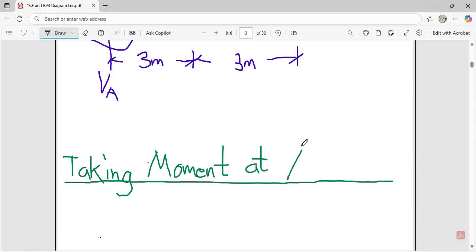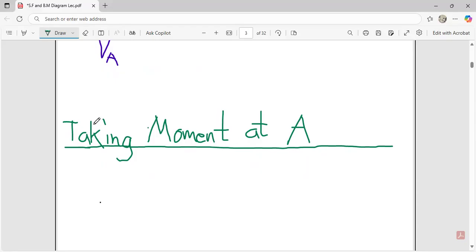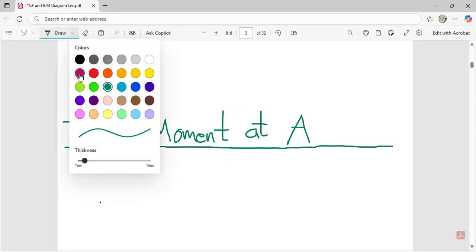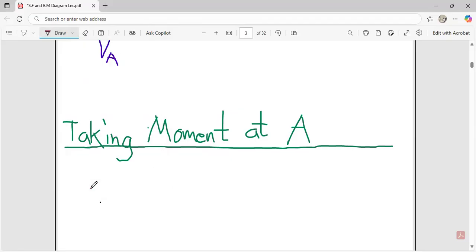If you are going to take moment at A, what does that imply? I told you in my previous lectures, lecture 3 and 4, that you always have to put down your rule, like putting down your Visa card or ID card, without which you can't move. The rule we are using is that all anti-clockwise moments are positive.